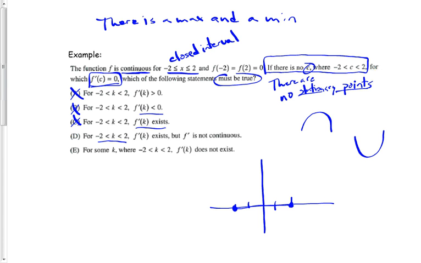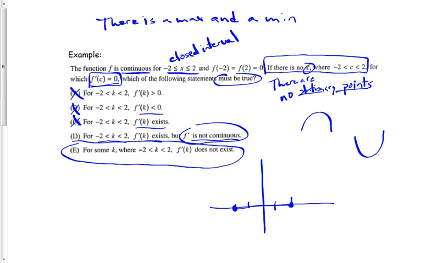For the function, the derivative exists, but it's not continuous. We don't know anything about the continuity of f prime. Don't pretend you do. That's just a weird thing to think about. The only one that makes sense here is this one. There has to be some value for which the derivative does not exist, i.e., there has to be some sort of sharp corner.